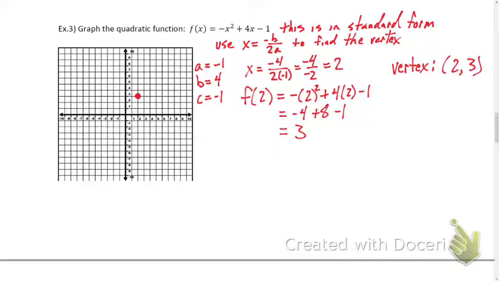So it does have an x-intercept, but that doesn't look factorable to me. So I'm probably going to have to do quadratic formula where I can just see the y-intercept right now. Remember, if you make x 0, you can see the y-intercept. So plug in 0, and I get 0 plus 0 minus 1. The y-intercept is at negative 1.